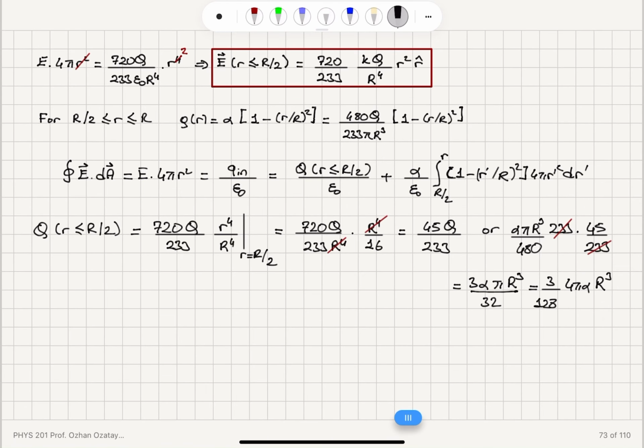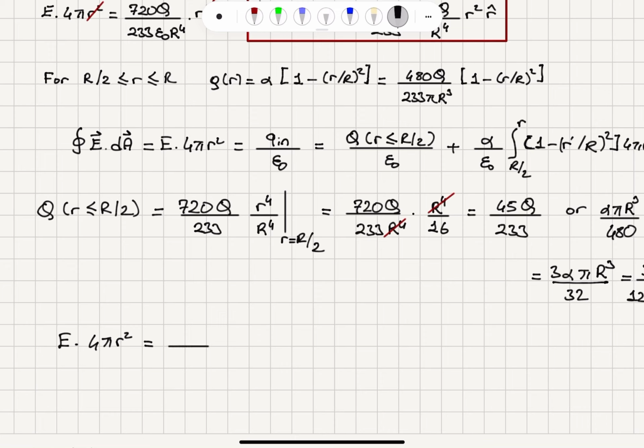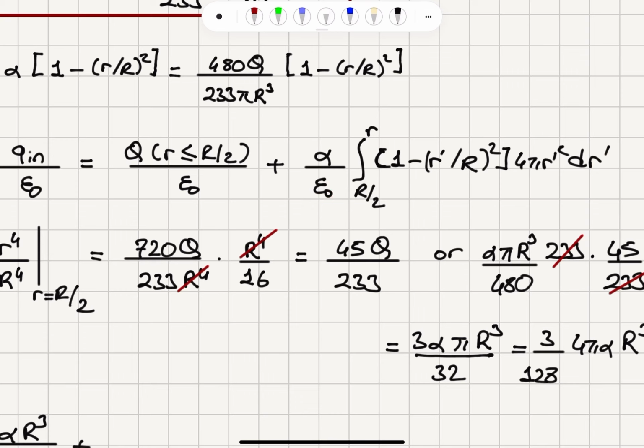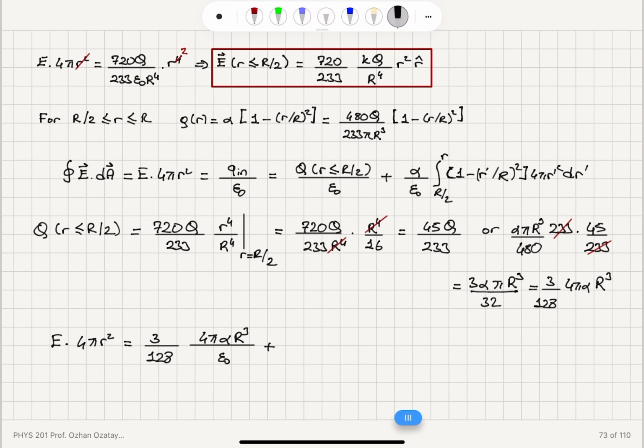Electric field magnitude times 4 pi R square is the charge enclosed in the region R less or equal to capital R over 2, which is 3 over 128 times 4 pi alpha capital R cube divided by epsilon 0. And then I have the contribution from this region between capital R over 2 and R. And that will give me 4 pi alpha over epsilon 0 r prime squared dr prime. That's the first integration here.